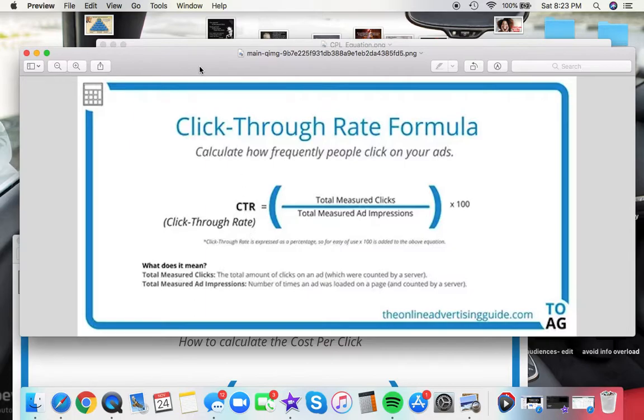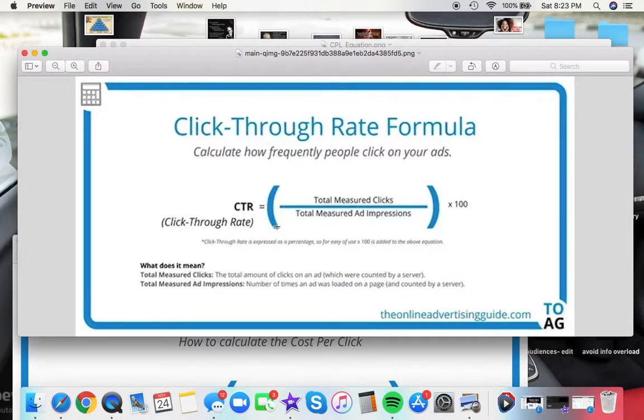So you saw this in the video earlier, which is Facebook pricing. Click-through rate is the total measured clicks divided by the total measured ad impressions times 100. In simple terms, let's say out of 100 people, 3 people were to click on our ad. Out of those 100 people, that's a 3% click-through rate. Click-through rate is represented as a percentage.